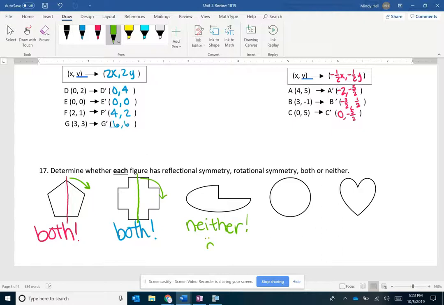Sad day. Now with this circle, as some of you might have already guessed, this is going to be both, because you have an unlimited number of lines that you could draw to make it have line symmetry, but it can also be rotated at any degree and still look exactly the same. So then for this heart, we have just line symmetry or reflectional symmetry. Wording, either, that's the same way. But we just have the line that we can draw down the middle of the heart.